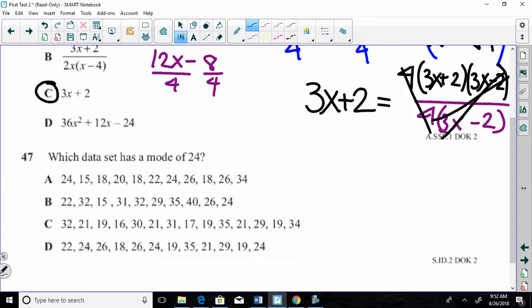All right, what does mode mean? How often it appears, or the number you see the most. So which one do you see 24 the most? D, right? Okay, nice.